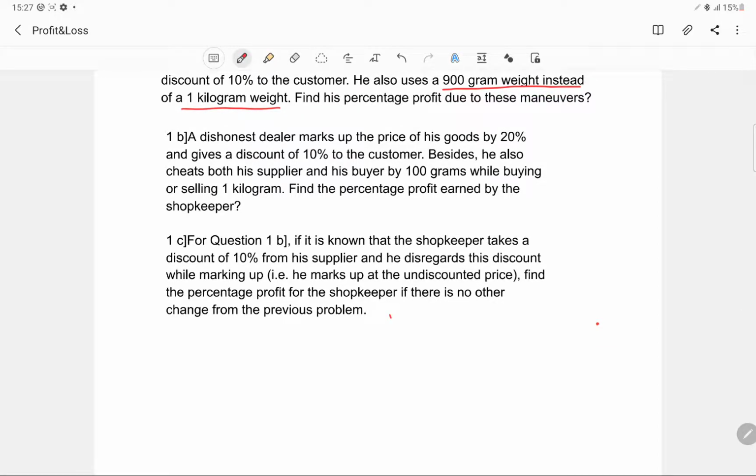Okay, so a dishonest dealer marks up the price of his goods by 20% and gives a discount of this. Besides, he also cheats both his supplier and his buyer by 100 grams while buying or selling 1 kilogram. Find the percentage profit earned by the shopkeeper. Now this is a very interesting question, because it is a multiple deal. You had X, you had Y, then you had Z.